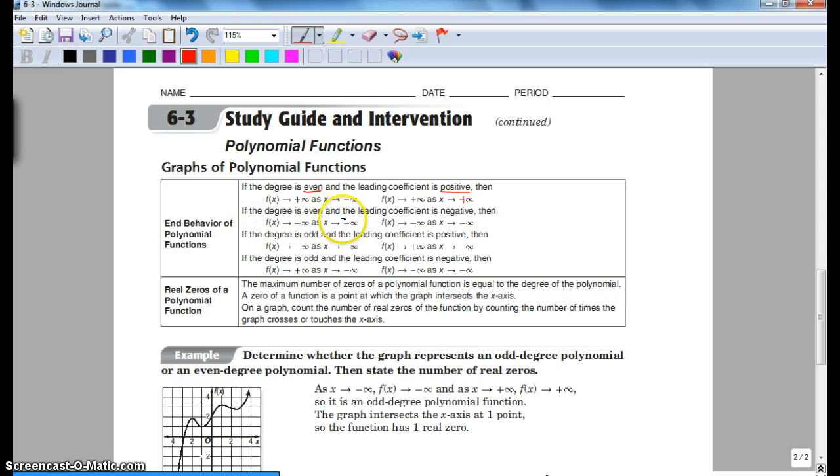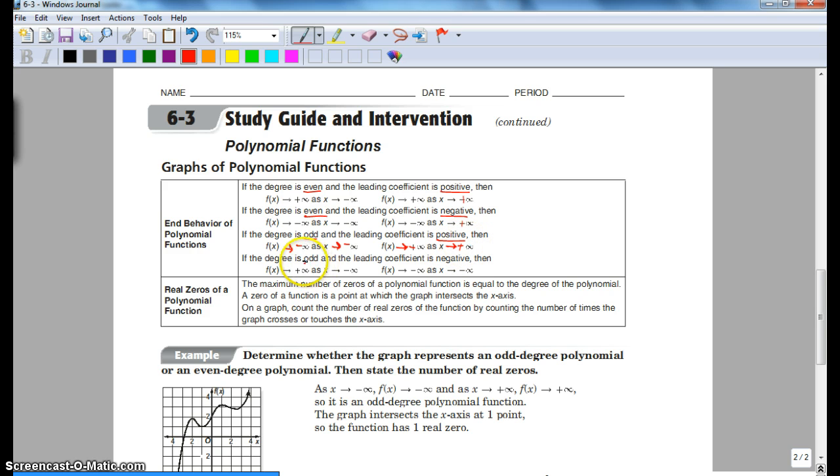If the degree is even and the leading coefficient is negative, let's highlight that, then f of x approaches negative infinity as x approaches negative infinity, and f of x approaches negative infinity as x approaches positive infinity. If the degree is odd and the leading coefficient is positive, then f of x approaches negative infinity as x approaches negative infinity, and f of x approaches positive infinity as x approaches positive infinity.